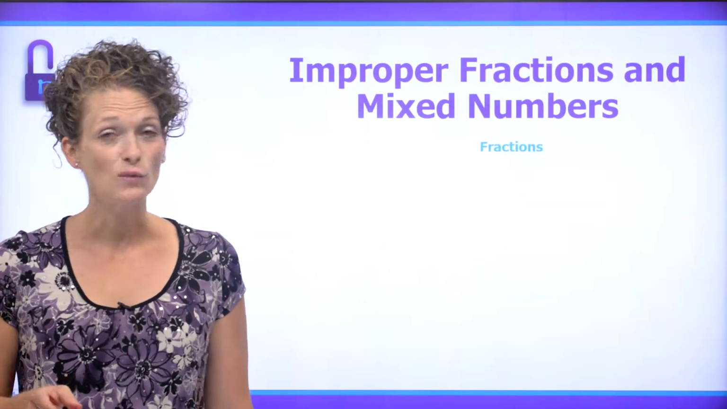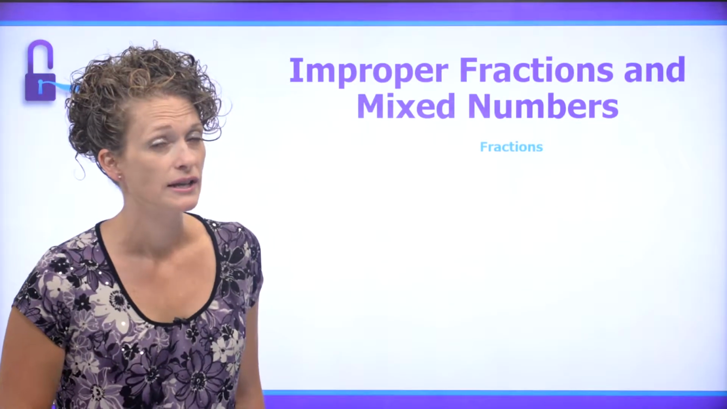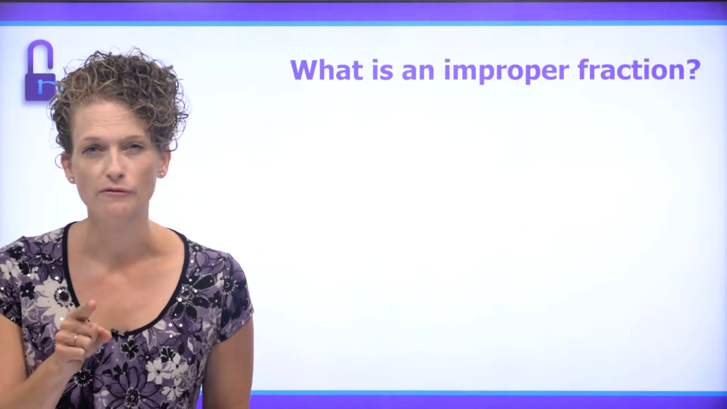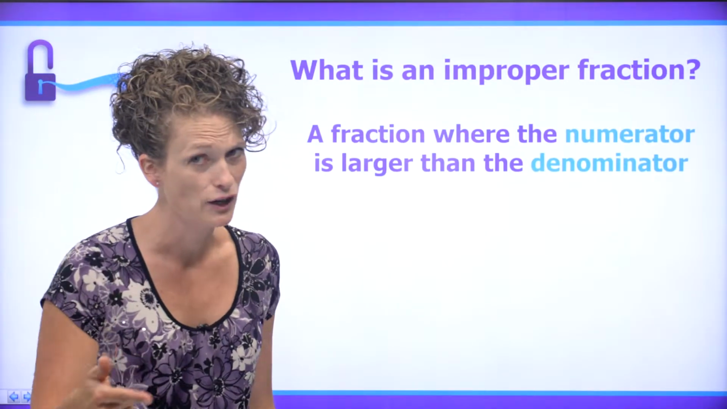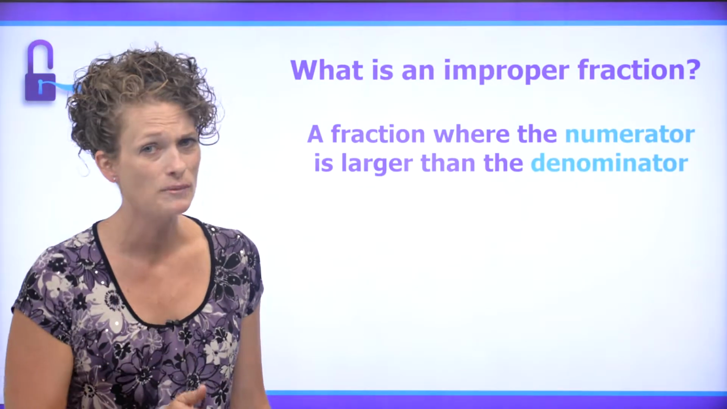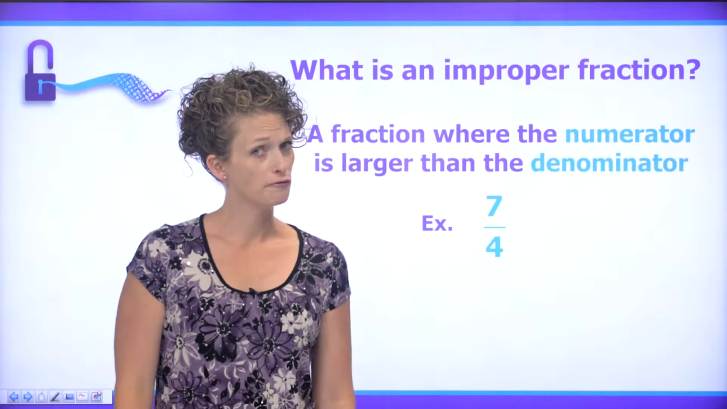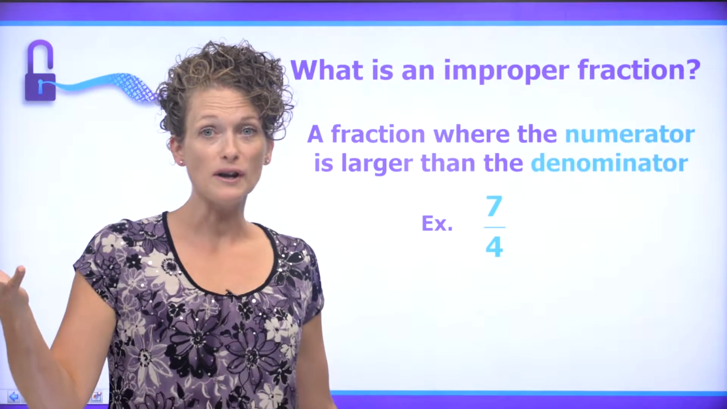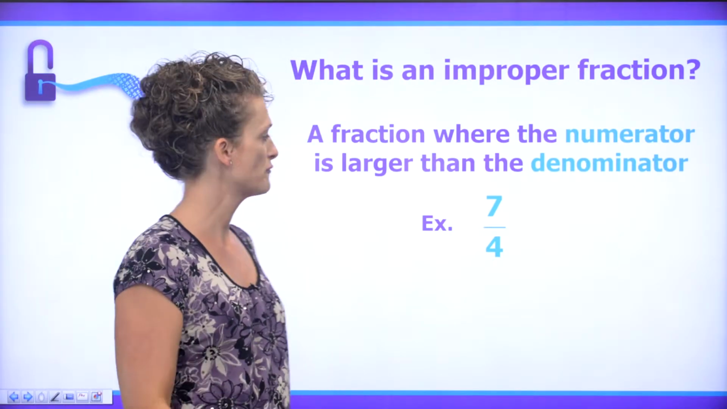In today's lesson, we're going to talk about improper fractions and mixed numbers. Now, I know the question that you're thinking is, what is an improper fraction? Well, an improper fraction simply means that the top, the numerator, is greater than the denominator, which is the bottom. For example, 7 over 4, we all know that 7 is bigger than 4, and it's in the numerator, so 7 over 4 is considered to be an improper fraction.